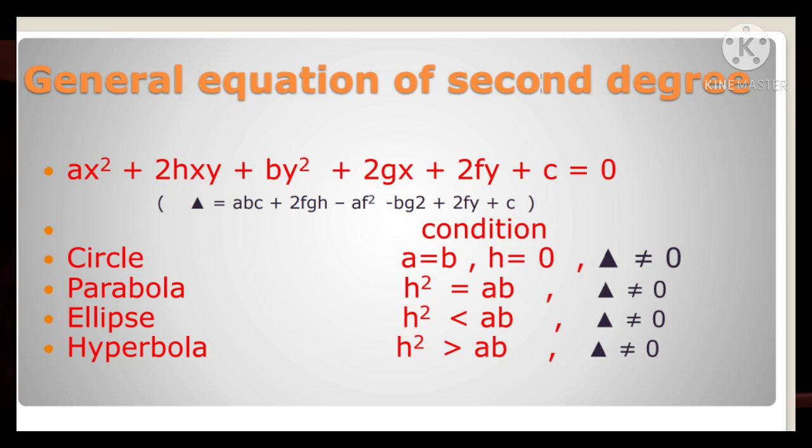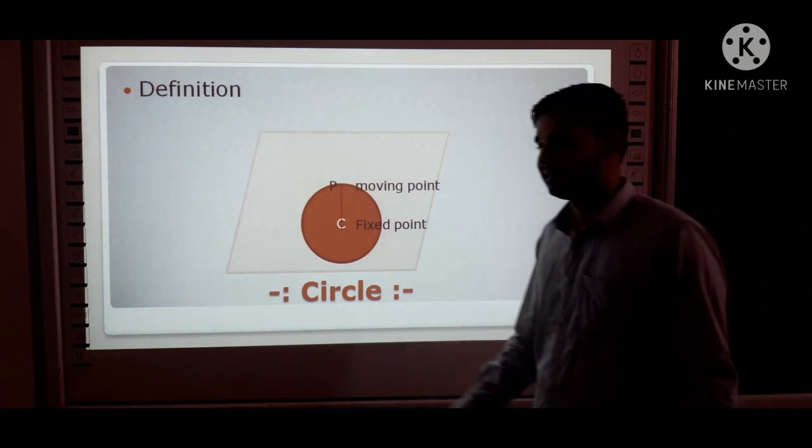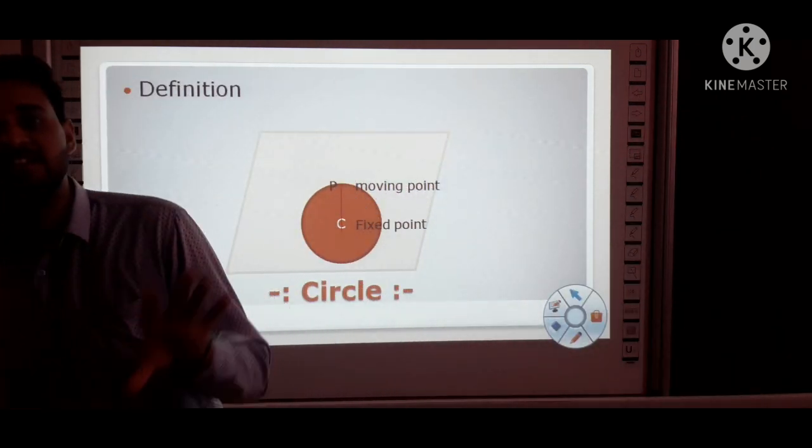So for the parabola, what will be the condition? For parabola, the condition is that h square is equal to ab, and for ellipse the condition is the same, h square is equal to ab. So after this, let's turn to the next point, definition of circle. Our first conic section is circle.